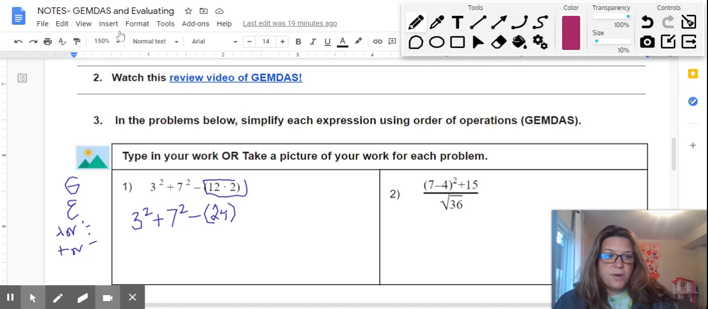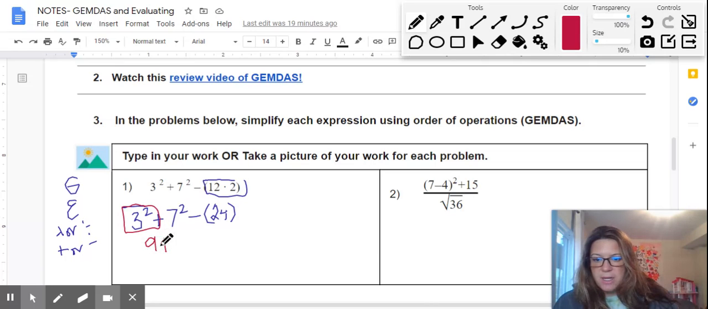All right, so after grouping symbols, you should do exponents. And technically you can do them both at the same time. So I'm going to do 3 squared. That gives me 9. And then I'm going to copy down the rest of the problem. I'm going to do 7 squared right away because I know that that's going to be the second thing I have to do.